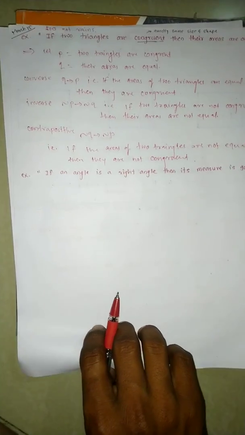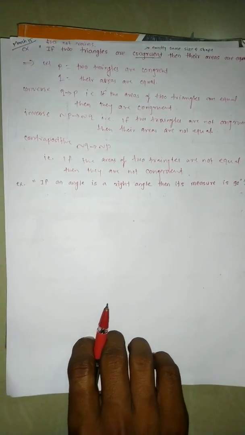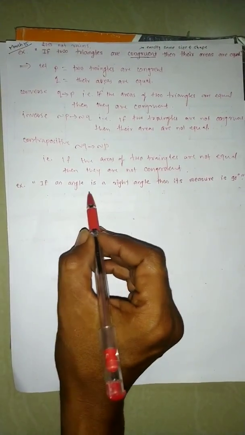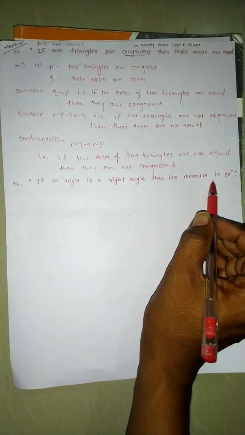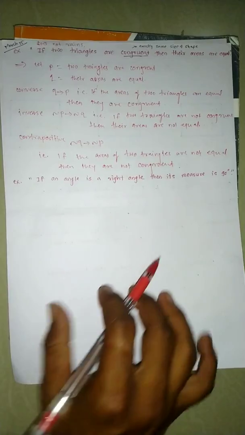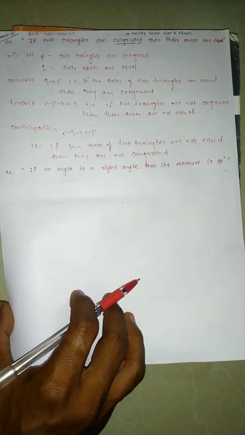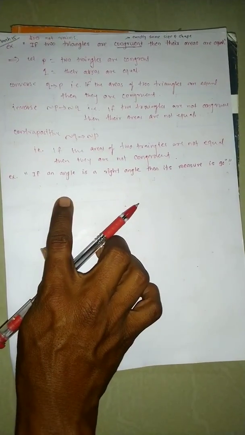I am giving you one example: if an angle is a right angle, then its measure is 90 degrees. You can give me the answer. You can comment the answer to this question.